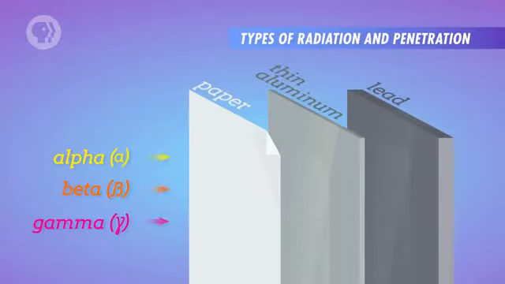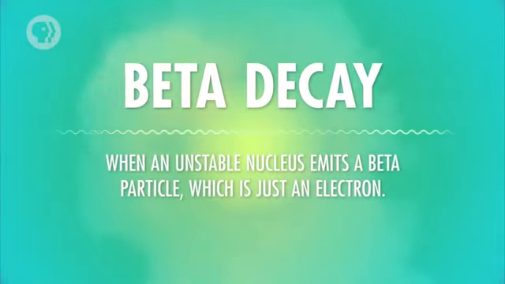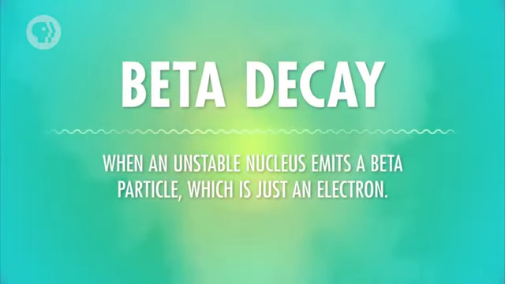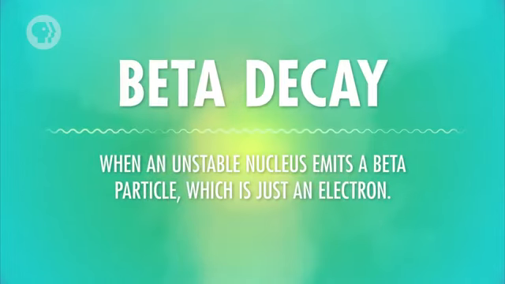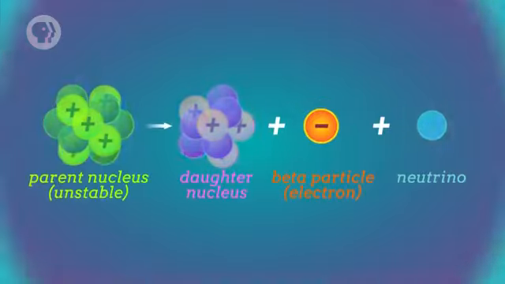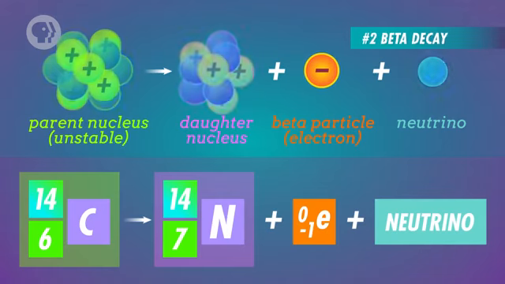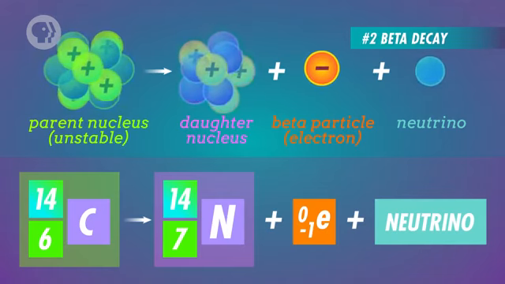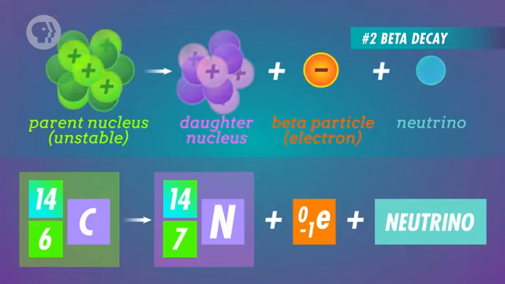But alpha particles have the least penetrating power of the 3 groups. They're barely able to pass through a piece of paper. The second type of decay that can occur is beta decay, when an unstable nucleus emits a beta particle, which is just an electron. You'll see that whenever an electron is produced, so is a neutrino. A neutrino is a particle with a very small mass that is electrically neutral.